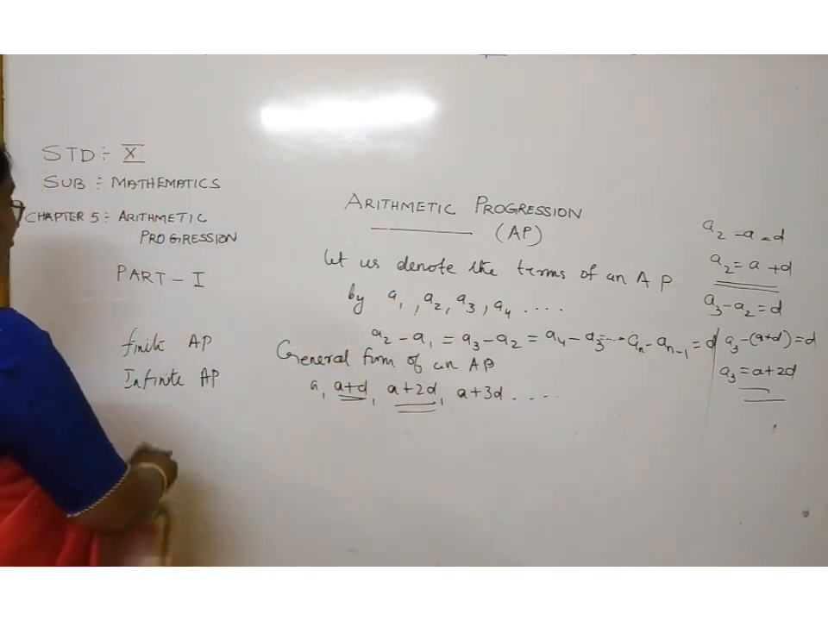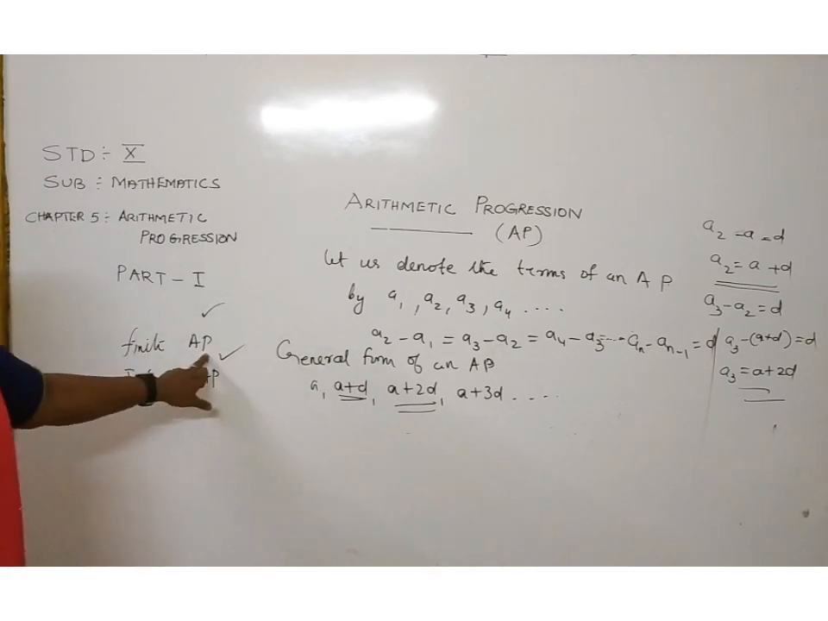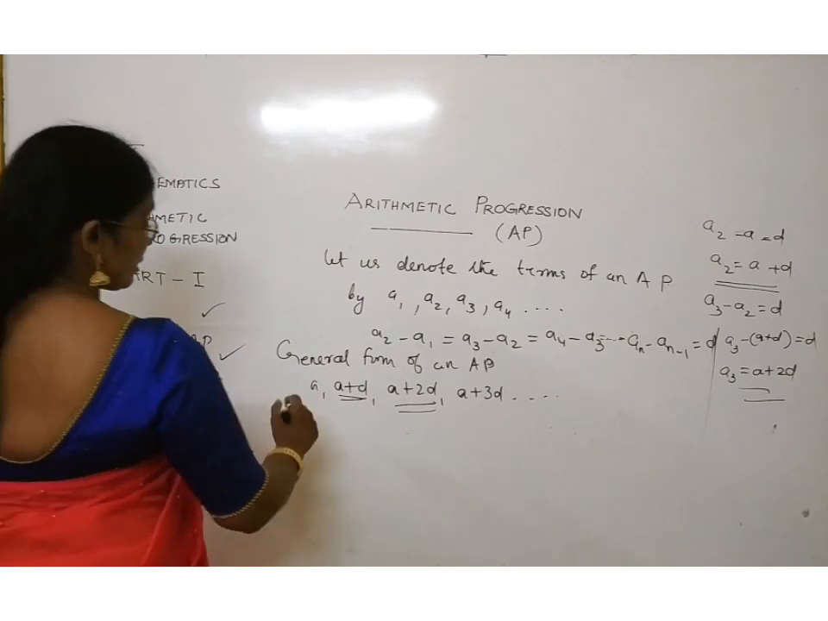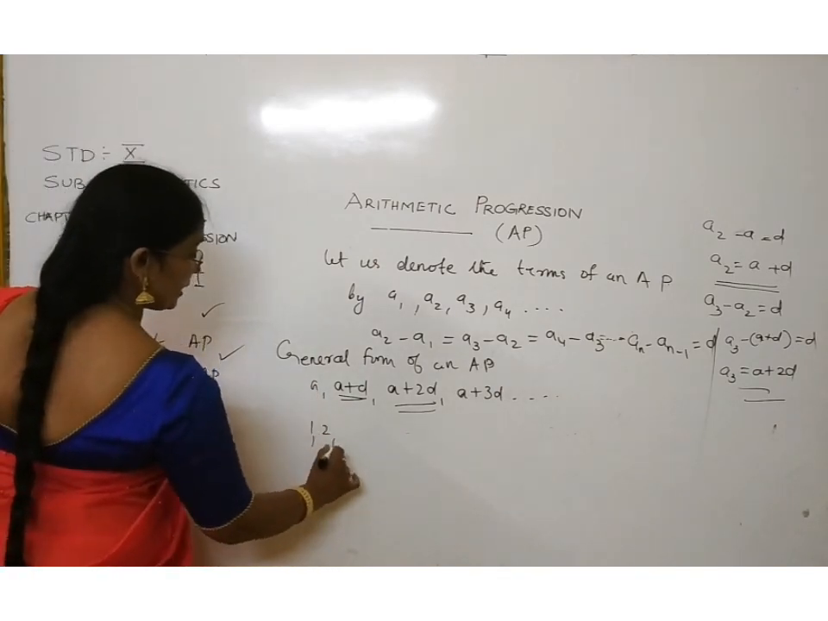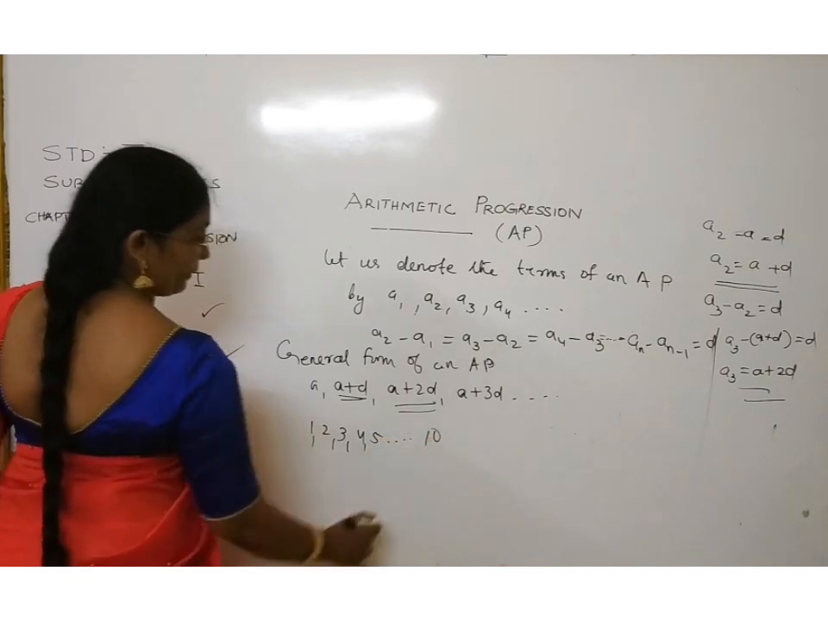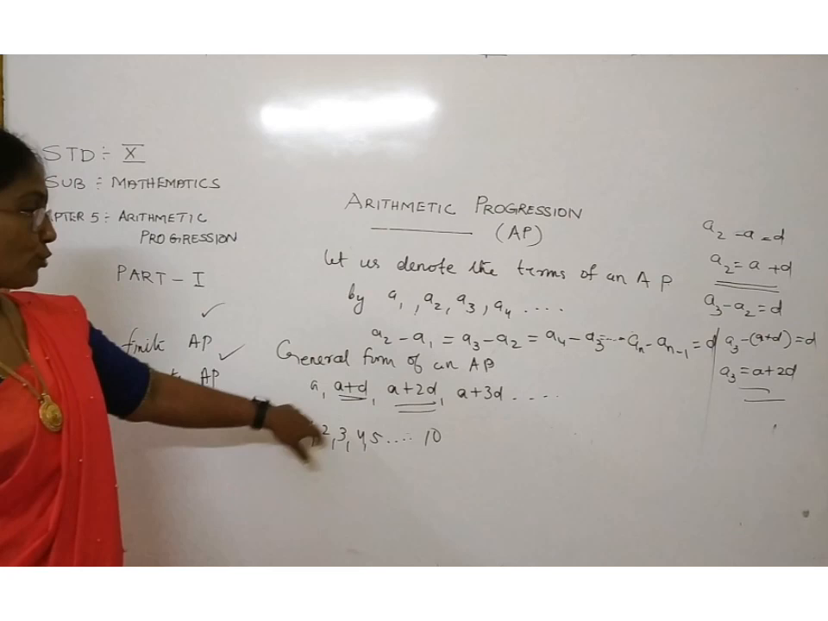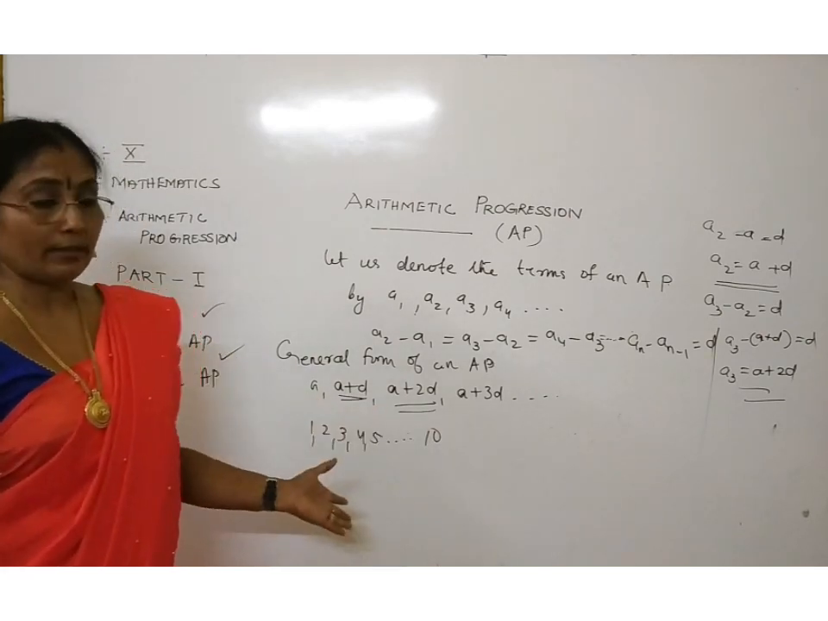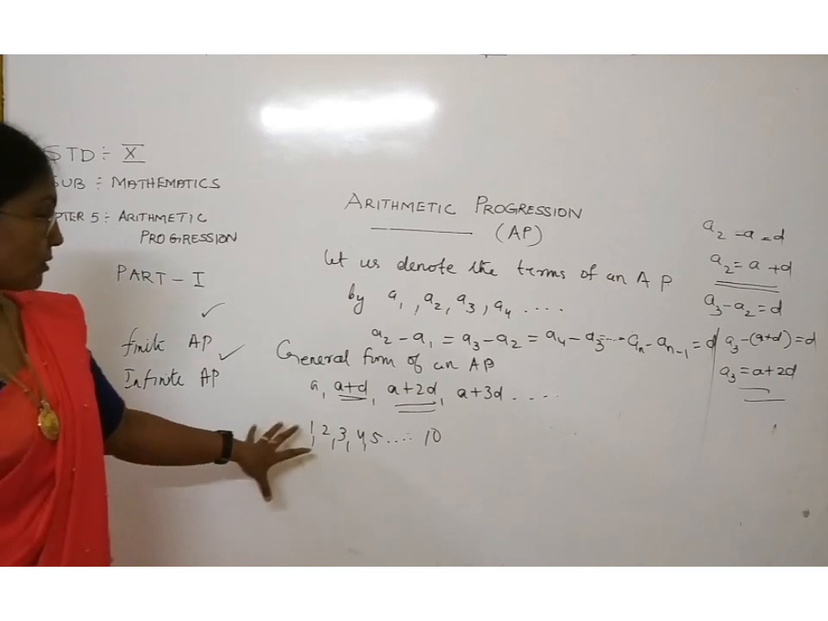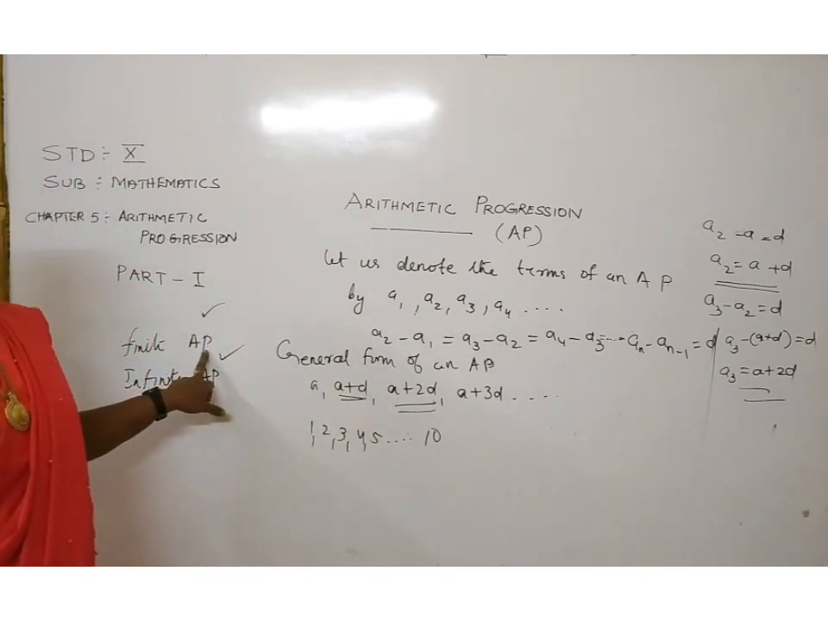Now two terms you have to learn. What is that? Finite AP and infinite AP. What do you mean by finite AP? Suppose I have written one series like this way, 1, 2, 3, 4, 5 up to 10. So this is an arithmetic progression only, but here the first term is there, the last term is also there. That means the number of terms is finite. In this AP, the terms are finite, therefore we will call it finite AP.